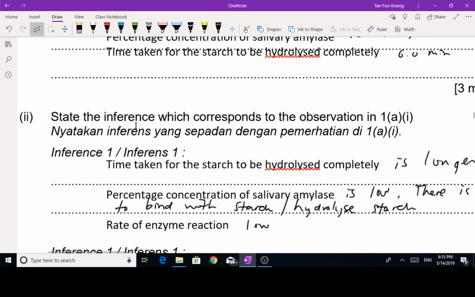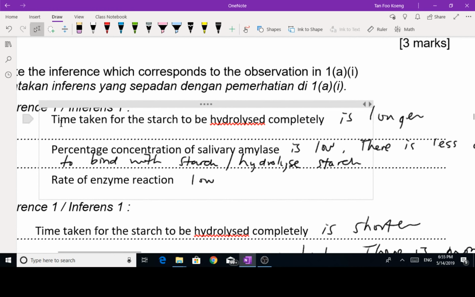Then number 2, state the inference which corresponds to the observation. So remember, this is a template. First of all, I have to mention the ORV. This is what I get from E1. Then I need to relate it to the MV, and finally I make a conclusion about the RV.